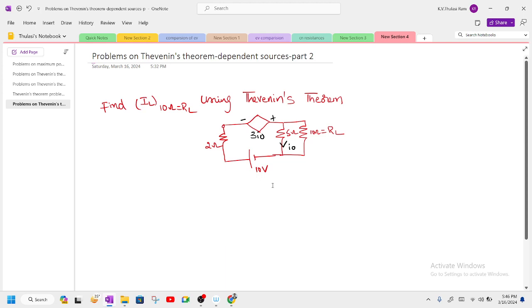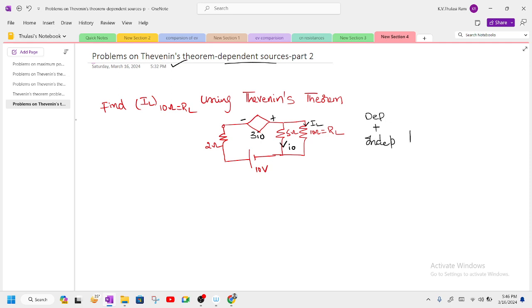Hi everyone. Today let us try to solve some problems on Thevenin's theorem, especially on dependent sources. This is the problem given to us, and it asks us to find the current across the 10 ohm resistor using Thevenin's theorem. It's very clear this problem comes under dependent sources and consists of an independent source.